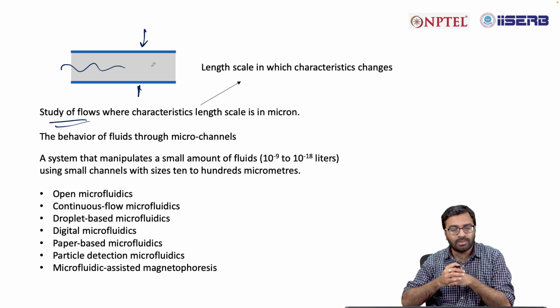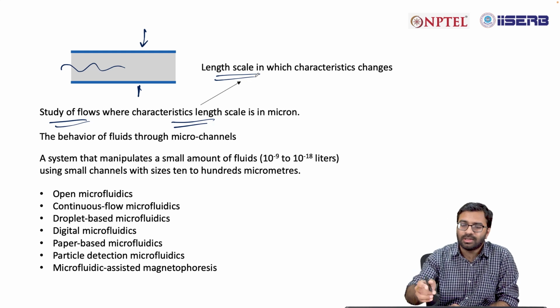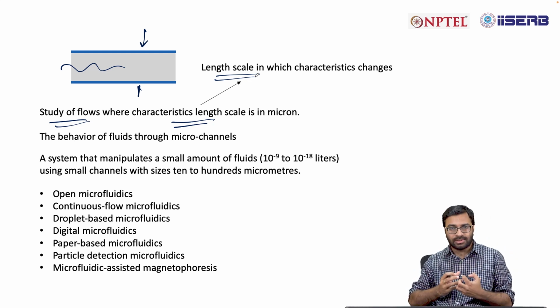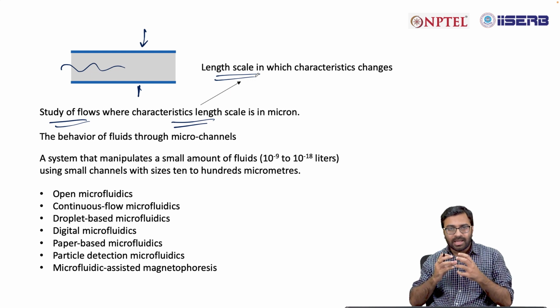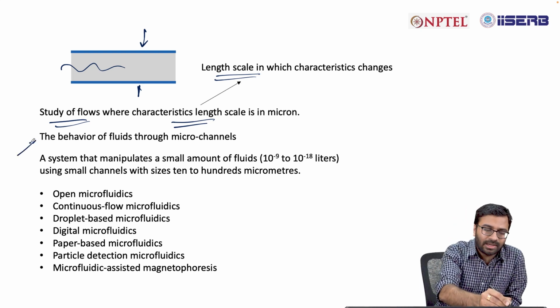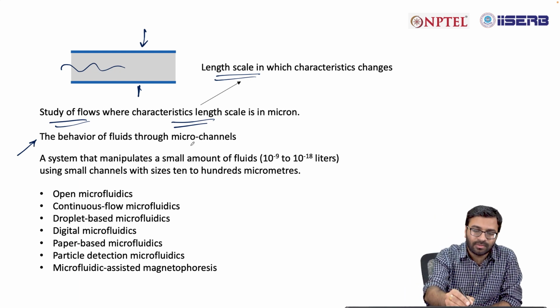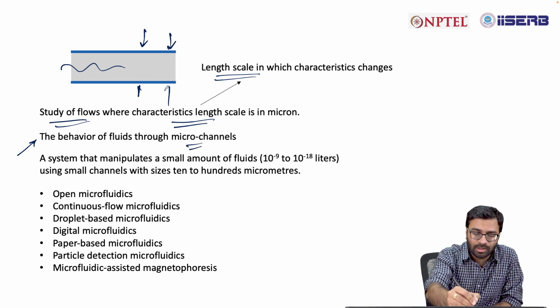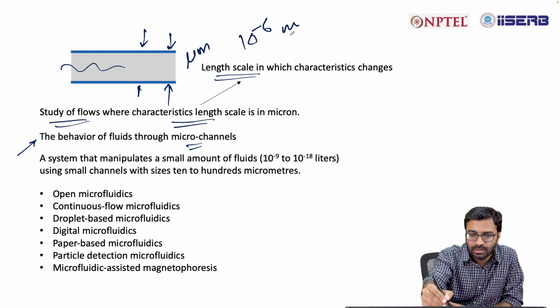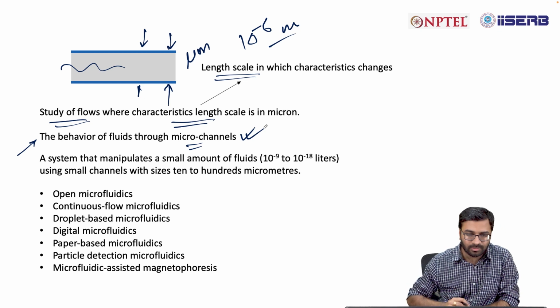So it is the study of flows where the characteristic length scale is in microns. What is the characteristic length scale? It's the length scale over which the characteristics of the fluid change. That length scale is in micrometers, so that's why we call it microfluidics. In certain cases people call it the behavior of fluids through microchannels. In a microchannel, one of the dimensions will be in the micrometer range, of the order of 10 to the power minus 6 meter. So it is defined using this statement.